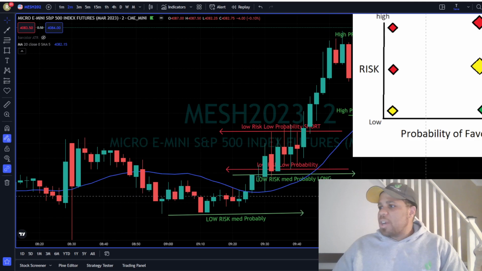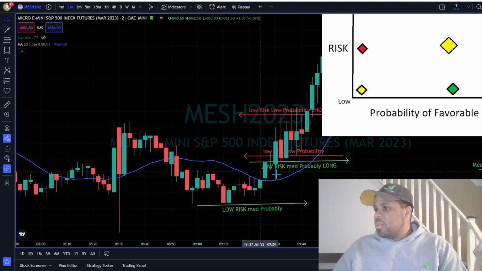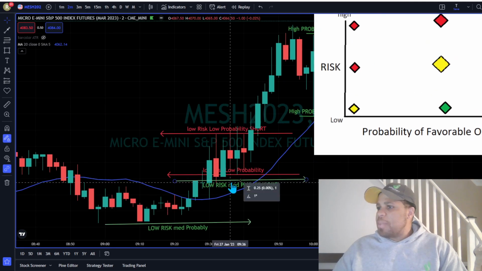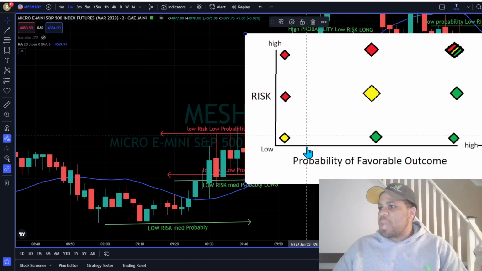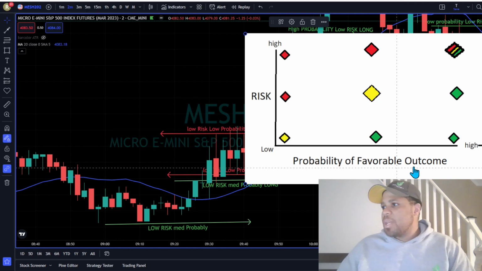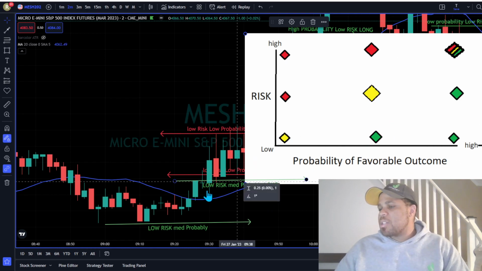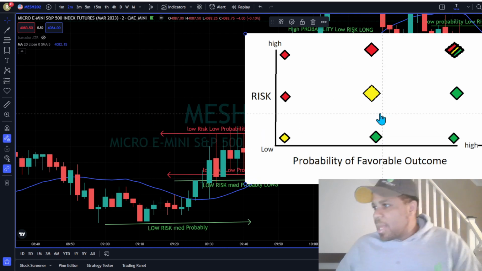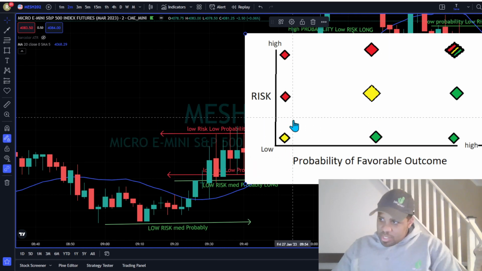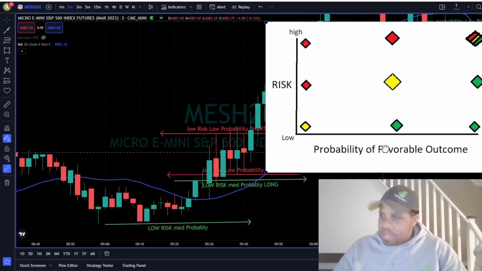So let's start here with this low risk, medium probability long here. Okay, so where's that at on this chart? We have low risk right here, medium probability long, so it's green. Okay, probability is medium that it might work out in your favor, and the risk is low, so you're right here. Okay, we get that?